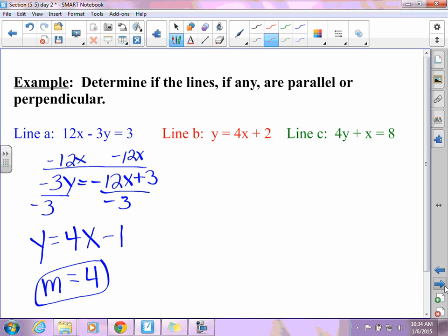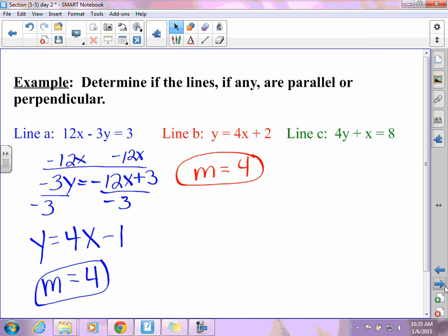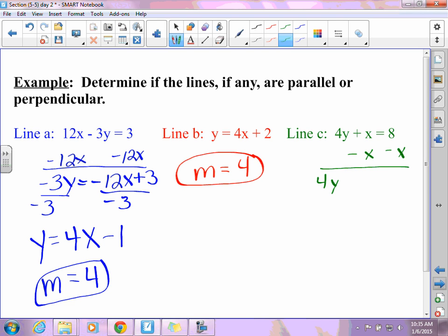Right, now let's take a look at line C, or the green line. What's my slope? Okay, I need to subtract x. It's not in the right form. So I'm going to subtract x. 4y equals negative x plus 8. Now I need to divide by 4. Y equals, good, negative 1/4 x plus 2.